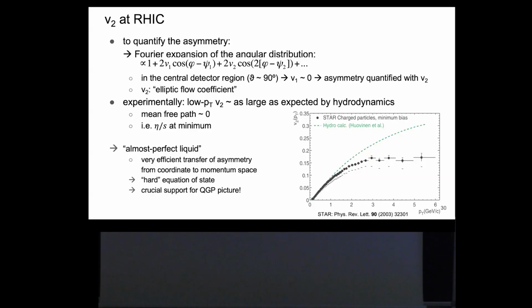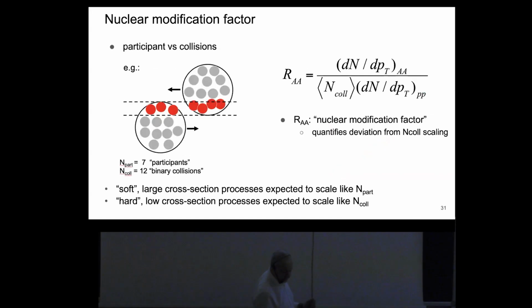And this is the origin of the expression of a perfect liquid, or almost perfect liquid, ideal liquid for the quark-gluon plasma. It comes from the fact that this is where the bulk of the particles is emitted. Below 1 GeV you have more than 90% at RHIC. So this is essentially where particle production happens, and it is essentially at the hydrodynamic limit. And this was one crucial piece of support for the QGP picture because of the hard equation of state.